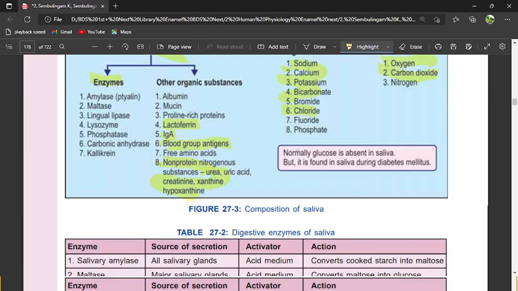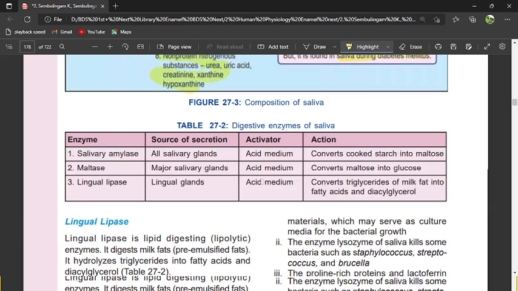Normally glucose is absent in your saliva, but if the patient has diabetes mellitus, you can see the glucose. So what you should do, you should do a Barfoed test or Molisch's test if you get a diabetic patient. Even the sweet smell you will get from their mouth also. So, digestion by the enzymes of saliva.